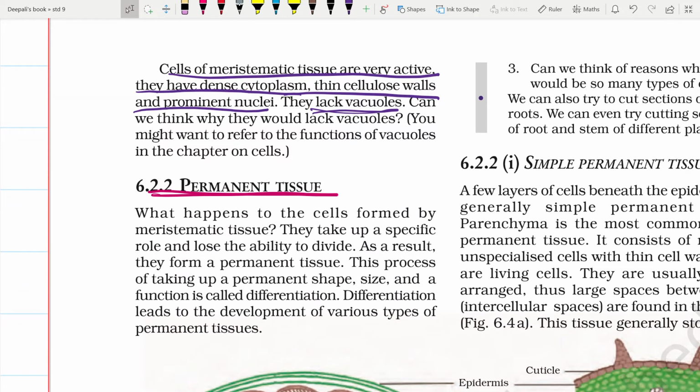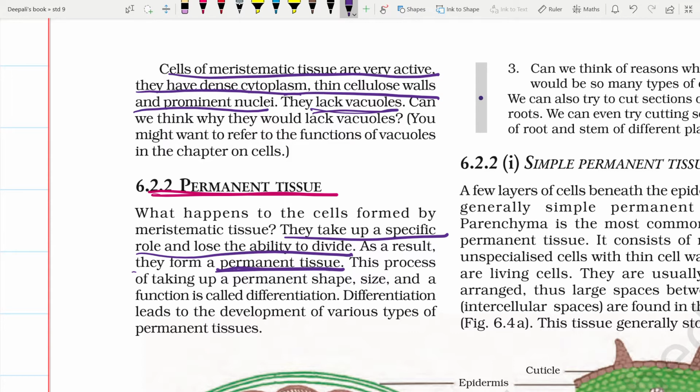Now let us see what are permanent tissues. Now we know that these meristematic tissues constantly keep on multiplying or dividing. But what if it stops dividing and multiplying after some time? Then they just take up a specific role and lose the ability to divide. As a result, they form permanent tissues. So, the permanent tissues are nothing but meristematic tissues which have lost their ability to divide anymore.